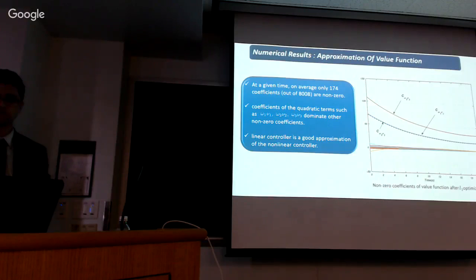And you can see the coefficients of the quadratic terms like omega1 nu1, omega2 nu2, and omega3 nu3 dominate the other non-zero coefficients. Other non-zero coefficients are almost zero, but these three have a large value. And we can conclude that a linear controller is a good approximation for the nonlinear problem.